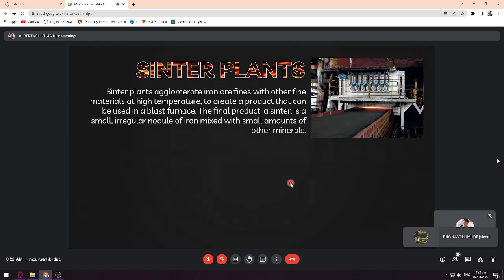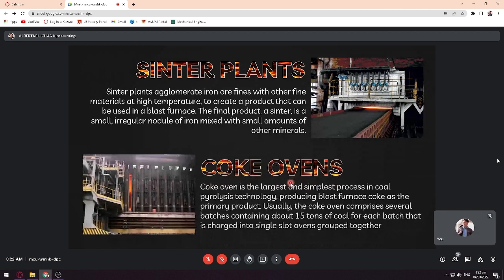After the sinter plants, we go to the coke ovens. The coke oven is another area, where the coals we obtained come in. We heat up these coals up to 1,000 degrees Celsius. This is what we will feed to our blast furnace later. It also helps to melt for the smelting process of our iron ore or our sinter.